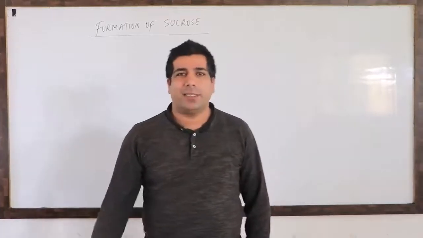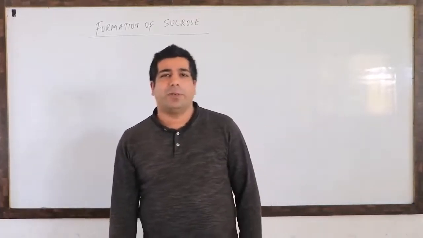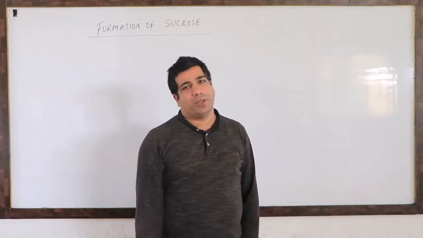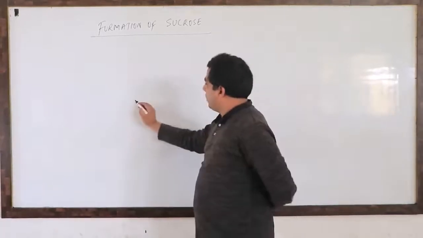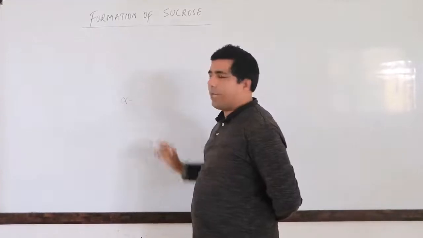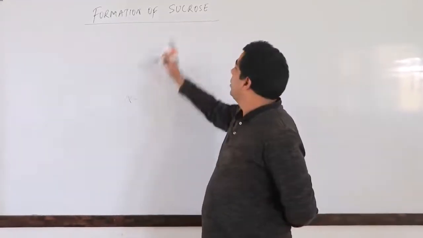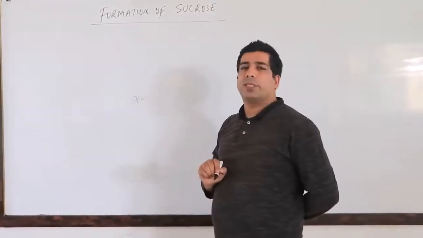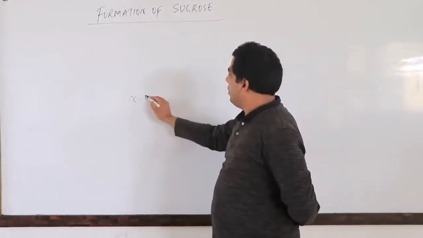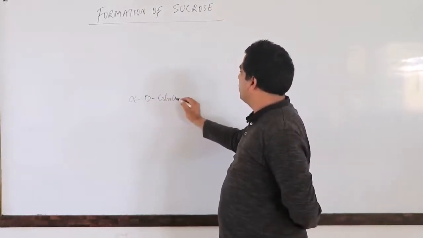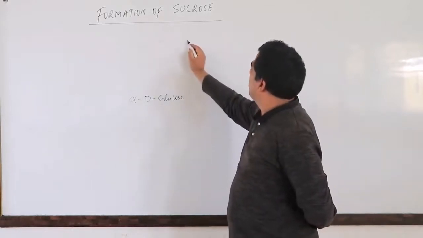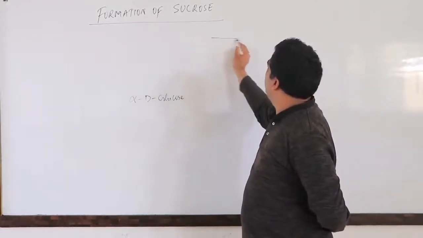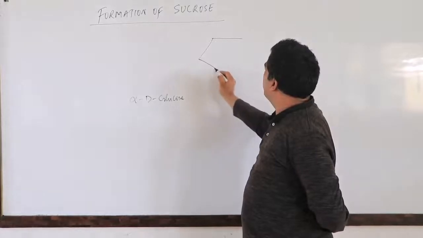Let's get started. Today we will be talking about the formation of sucrose molecule. Have a look. For this we need two monosaccharides to make sucrose, because sucrose is a disaccharide. We need alpha D glucose. So let me draw the structure of alpha D glucose first. This is alpha D glucose for you.